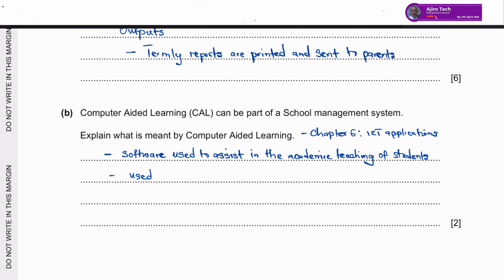It is also used to help students. I've talked about the same thing, it's repeated. It's also a method of learning.